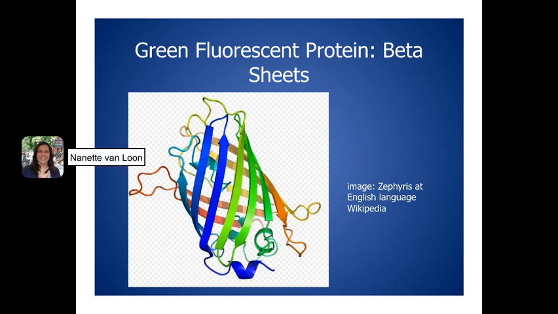Here is an example of a protein that has lots of beta pleated sheets as part of its structure. It is called the green fluorescent protein, and it's found in nature in a jellyfish, and some of the cells of the jellyfish are able to produce a fluorescent green color because of the presence of this particular protein.